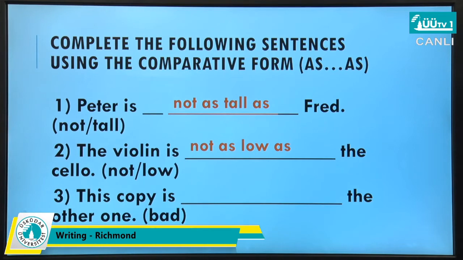This copy is the other one, bad. Okay, we don't have negativity here. We need to make this sentence positive. So, this copy is as bad as the other one. Again, we are making a comparison here and we are finding equality. They are the same. I am talking about similarity, equality, okay?